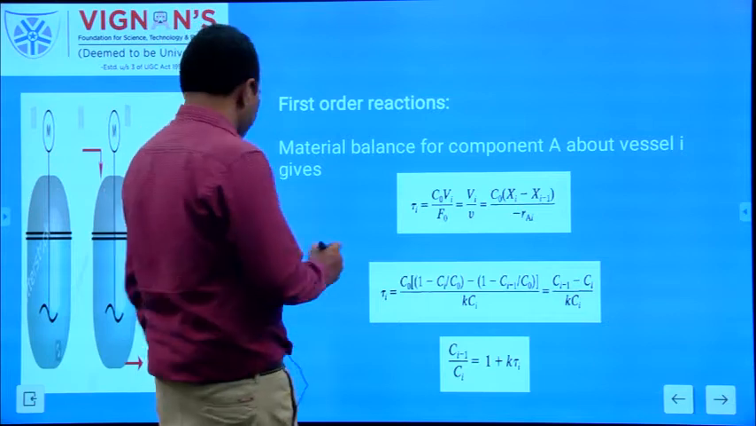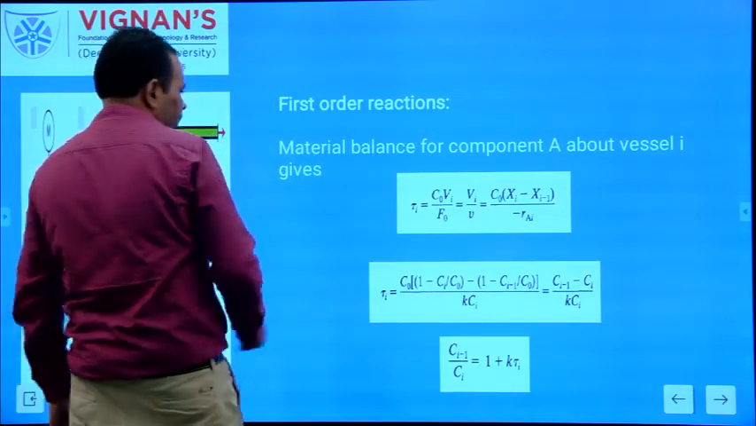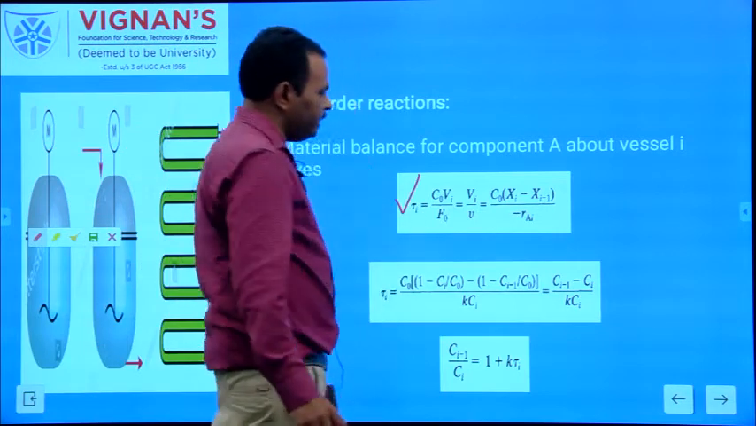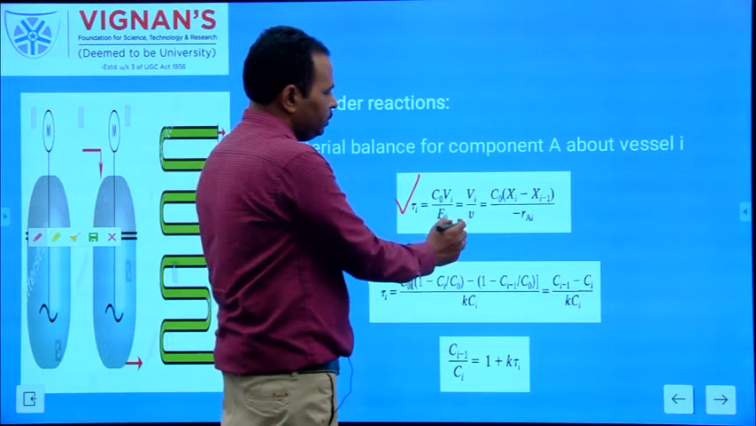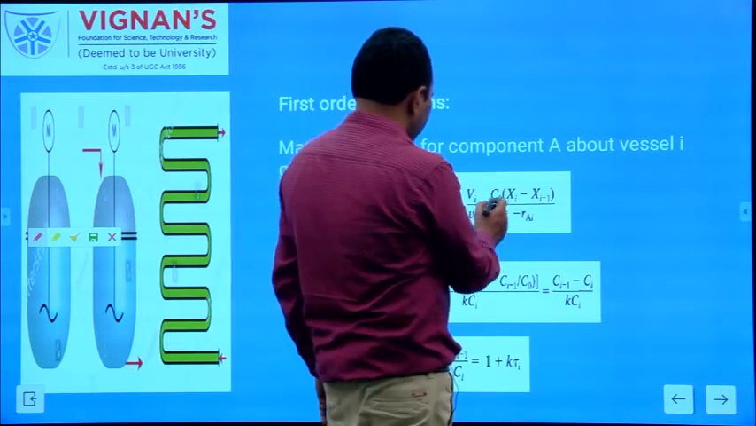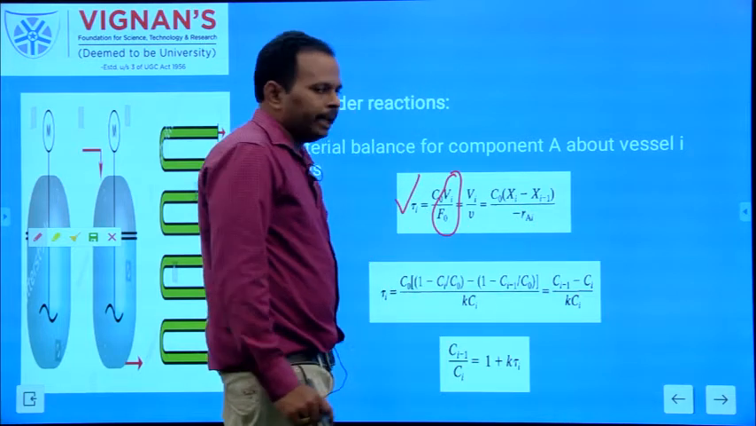Then tau i is equal to, this equation can be written as, tau i is equal to C naught Vi by F naught. So in place of this, it can be written as Vi by nu. Again, this can be written as C naught into, in place of Vi by F naught, del x by minus Ri.